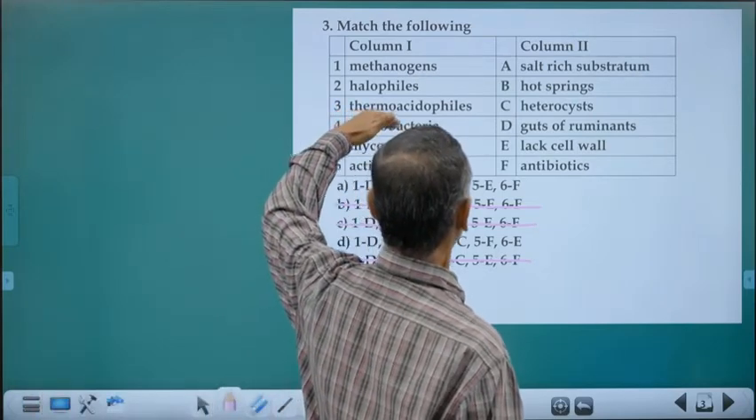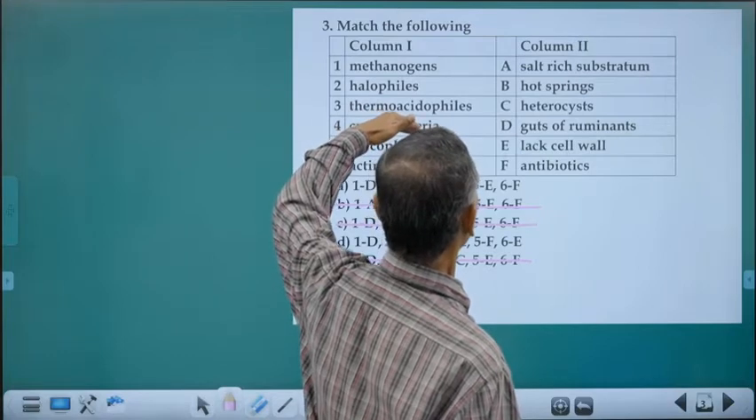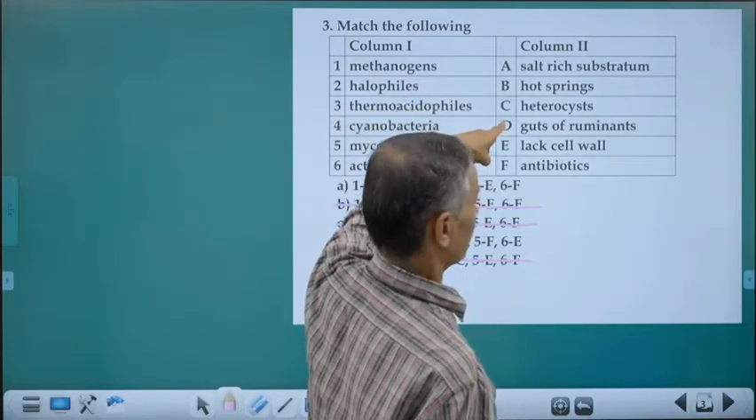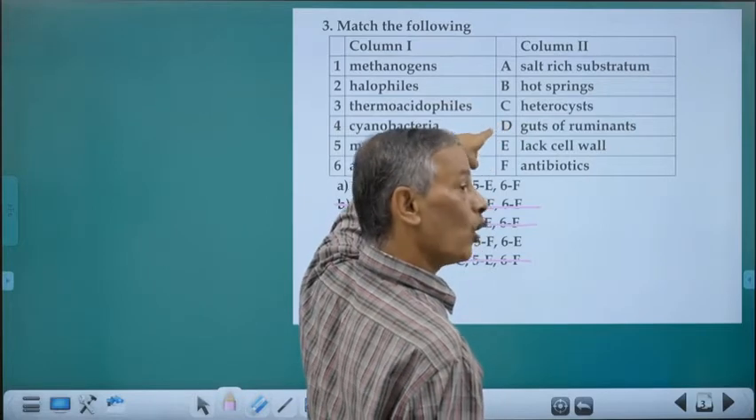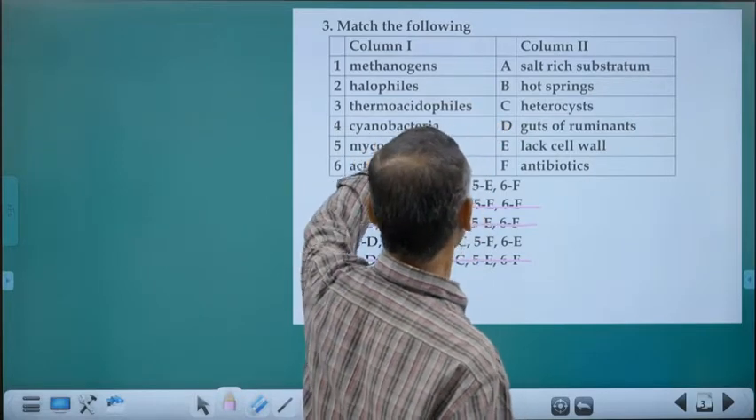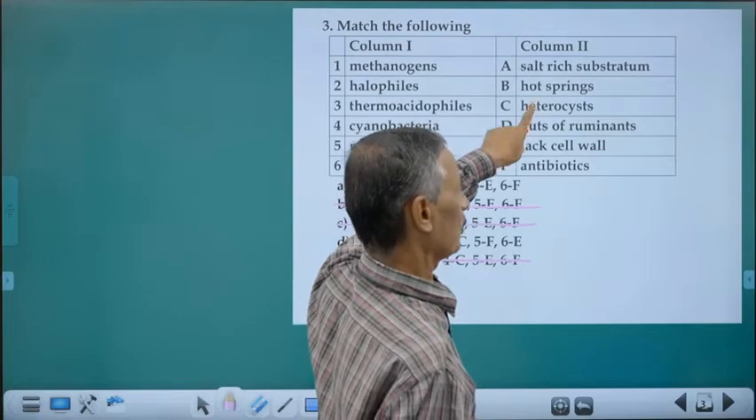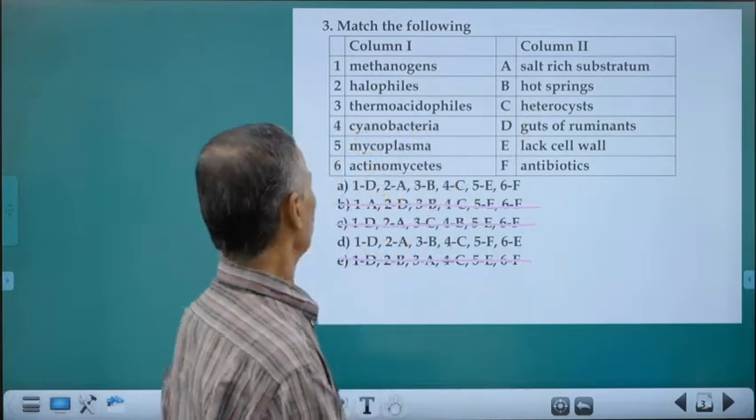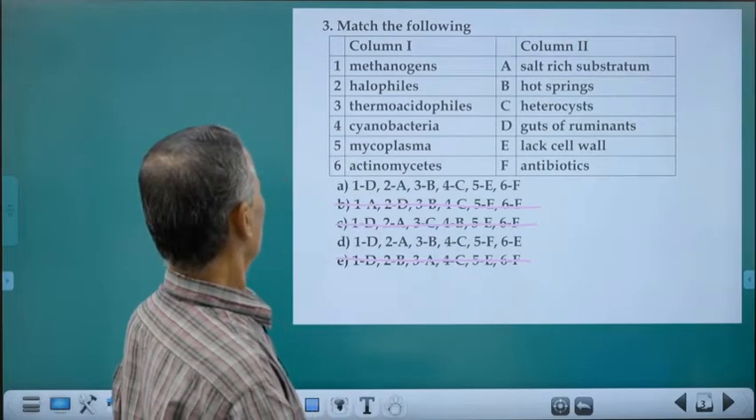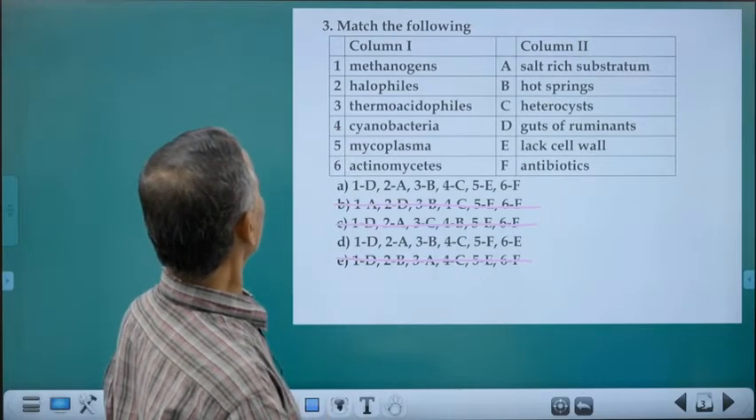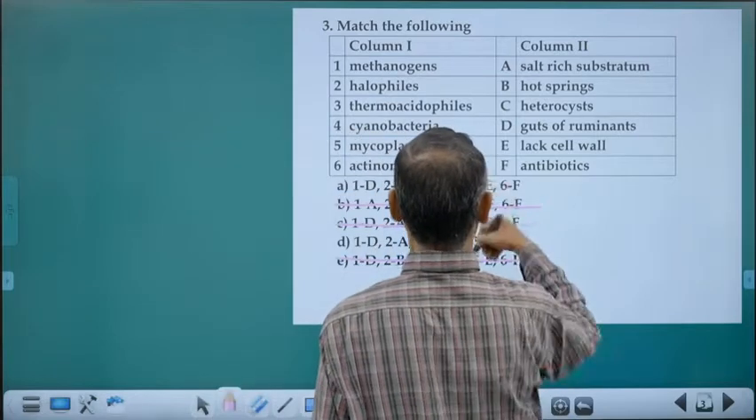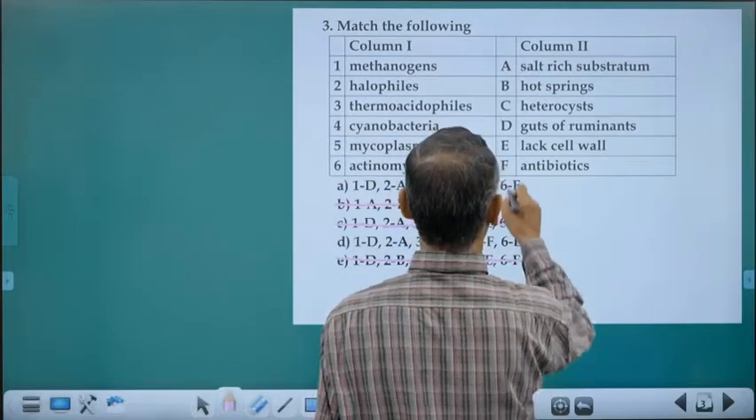Cyanobacteria, blue-green algae, BGA, which are all having heterocyst. Remember that not all members of the cyanobacteria are having heterocyst, but heterocysts are present in cyanobacteria like Anabaena, Nostoc, etc. Okay, so we'll be having 4 heterocyst, 4 EC, the difference is only here.